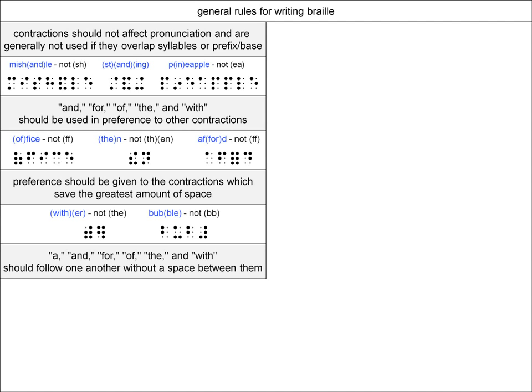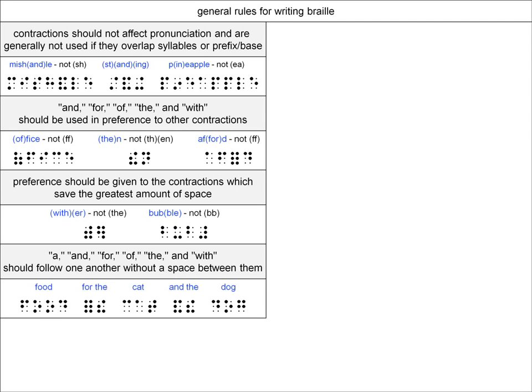Our next rule is that the a cell in the contractions and, for, of, the, and with should all follow one another without a space between them anytime they are used together. For instance, the phrase food for the cat and the dog would not have a space in between for and the, or in between and the. This rule helps save a little space, as these words are frequently seen together.